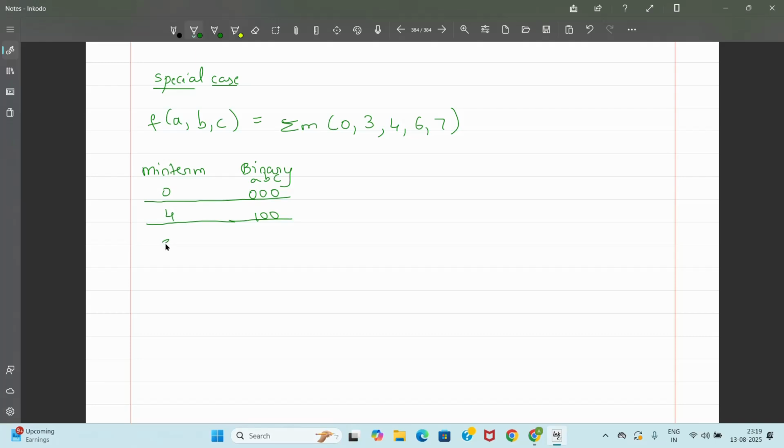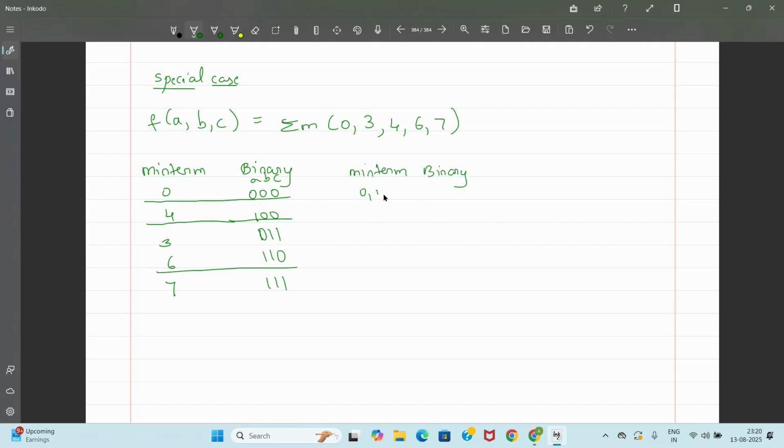The next group will be 3 (0 1 1), 6 (1 1 0) and then 7 (1 1 1). Okay. You have to know the binary format of these numbers so that you will know which number has how many ones in that binary representation. Okay. So next column.